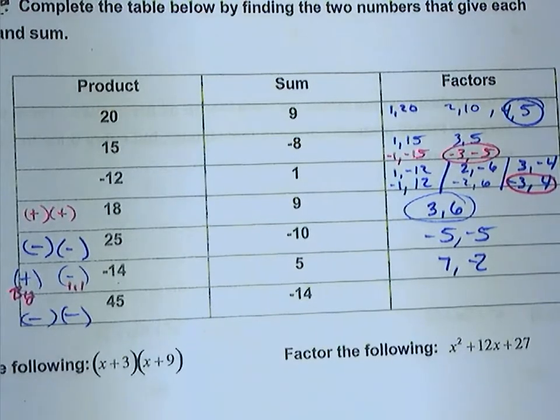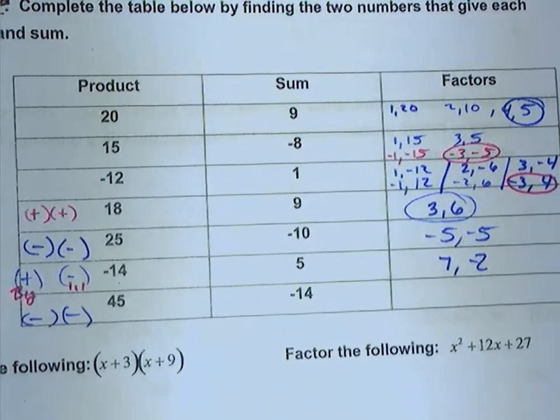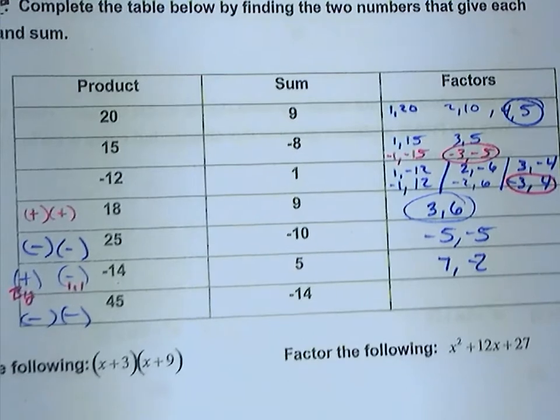So now we got to think of factors of 45. This is where it gets tricky. Is it 1 and 45? Is it 3 and 15? Is it 5 and 9? We got to figure out what those numbers are.